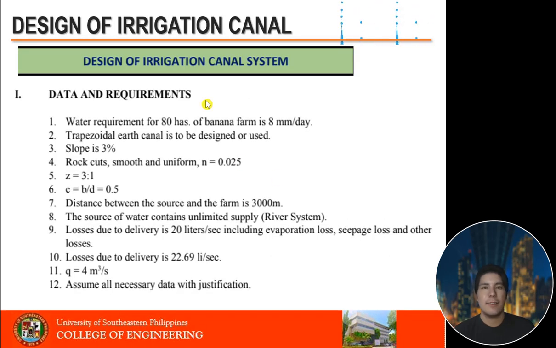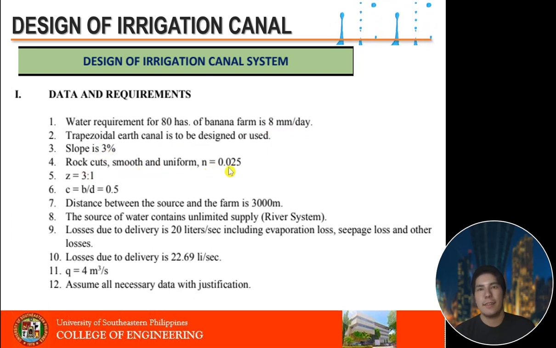Okay, so next is the design of the irrigation canal system. So the given here is the water requirement for 80 hectares of banana farm, which is 8 mm per day. Okay? So, given a water requirement of 8 mm per day, we use a trapezoidal earth canal with a slope of 3%. Rock cut, smooth and uniform.